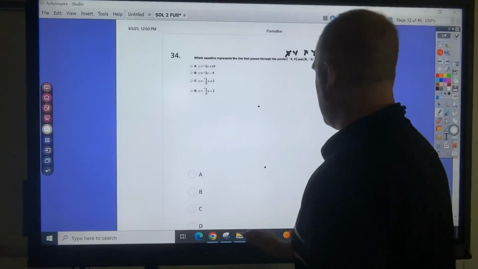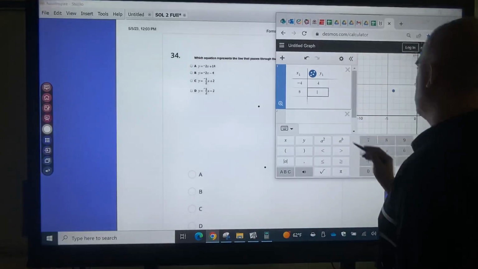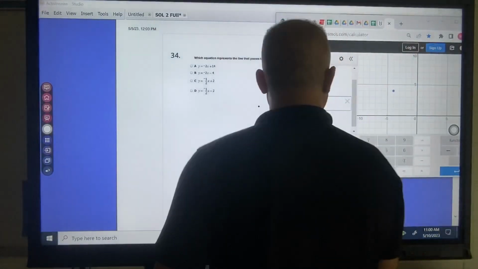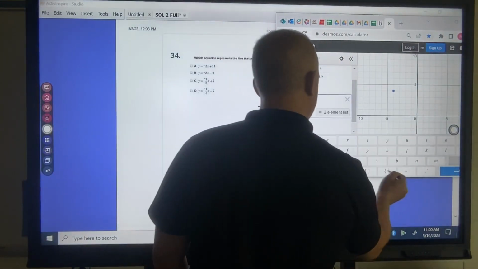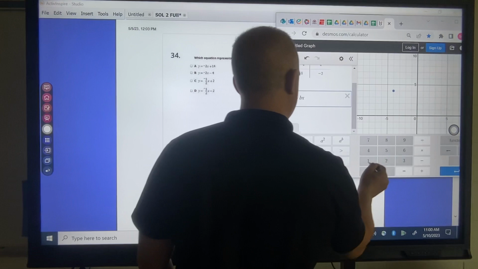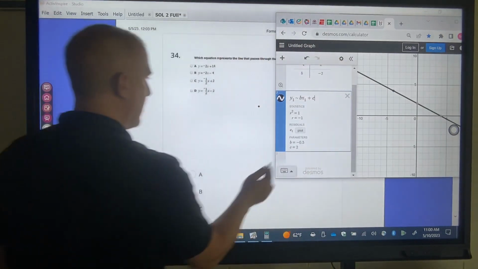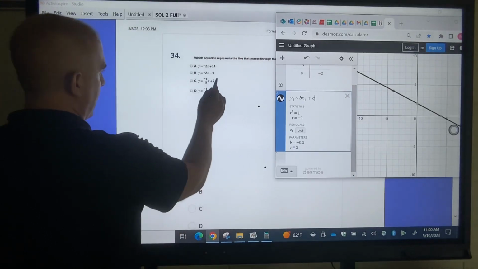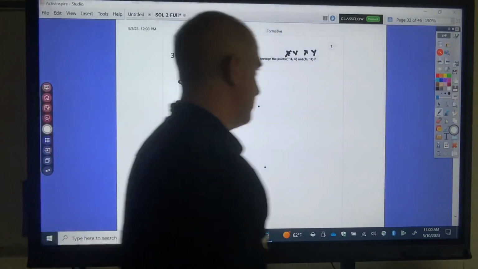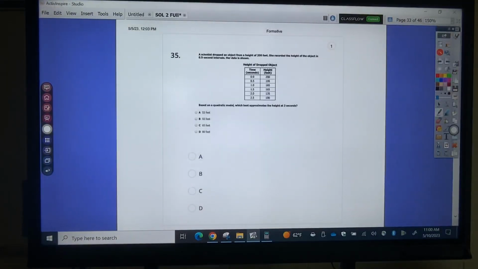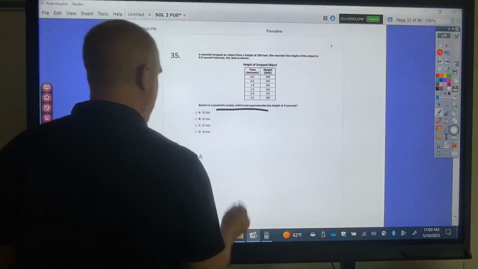I got 8, negative 2. All right, same formula, y1 curvy bracket, bx1 plus c. My parameters are negative 0.5 and 2. Well, that's got to be that one. Okay, 35.